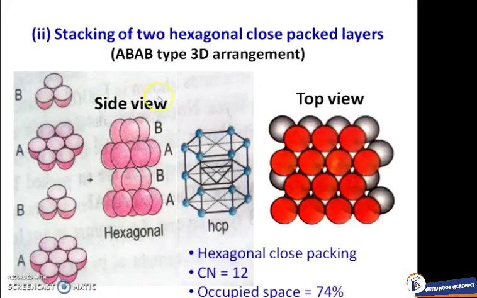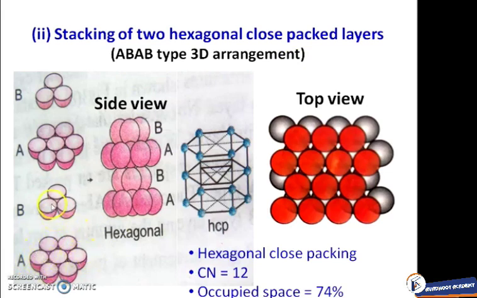Now the next type is stacking of 2 hexagonal close packed layers. This arrangement is called the AB type of 3-dimensional arrangement. Again, you consider the bottom layer, that is A type. This is along the x-axis or y-axis. So 2 dimensions are considered for this.